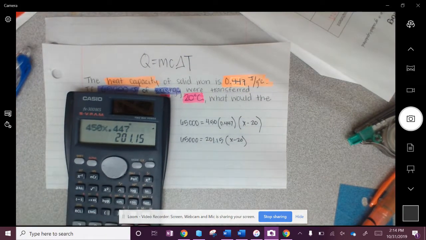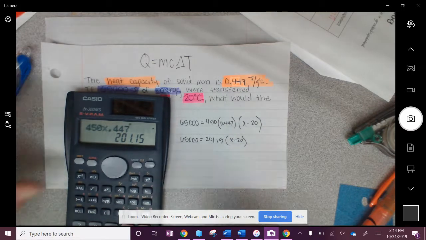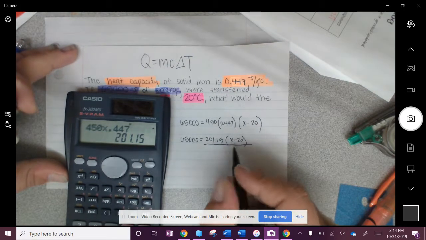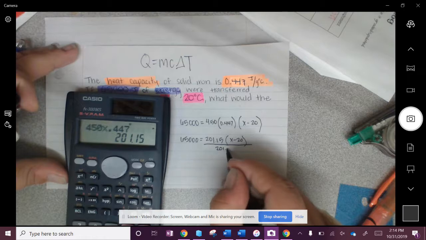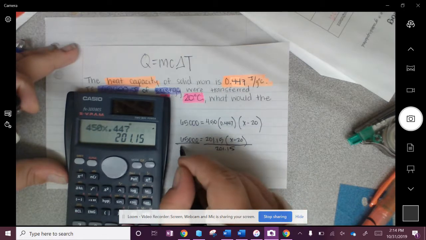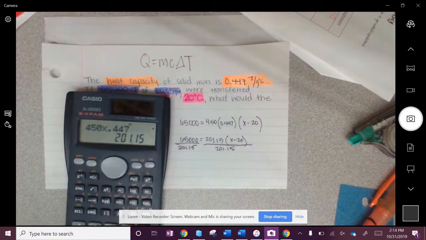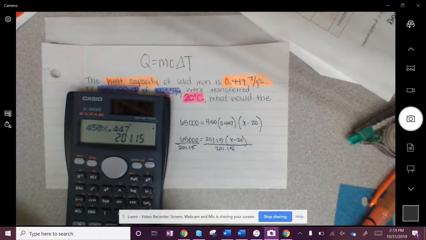If I do, I risk typing it wrong. And sometimes we get numbers with like a million decimal places. And so we don't want to round as we go. And I know that the next step is going to be dividing both sides by that 201, so I can start to isolate x. So 201.15, and then this is going to be divided by 201.15.